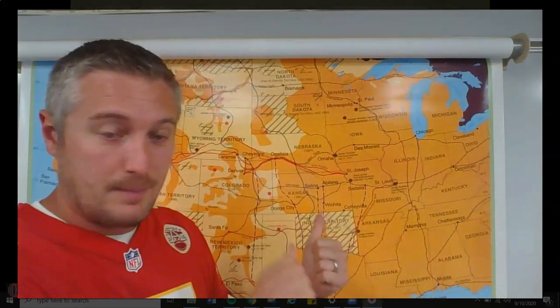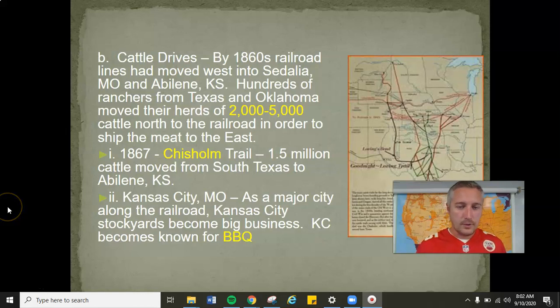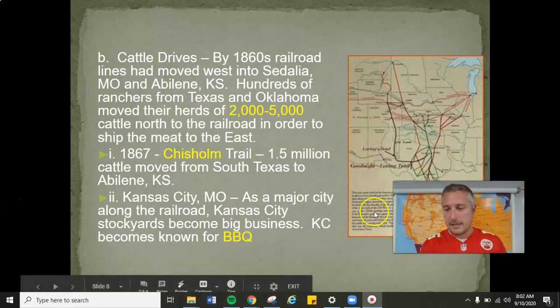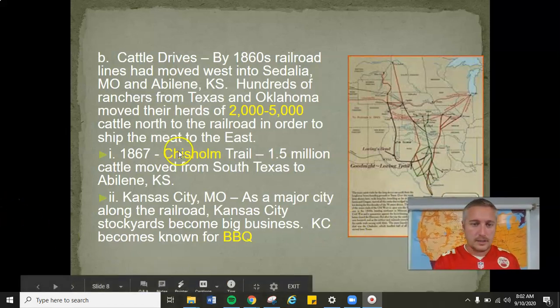So why is Kansas City so big in barbecue? It's literally a part of our history for a very, very long time. So anyways, I've always found that to be interesting. So let me see here. All right, so let's go ahead and get back to the cattle trails and talking about some of these.